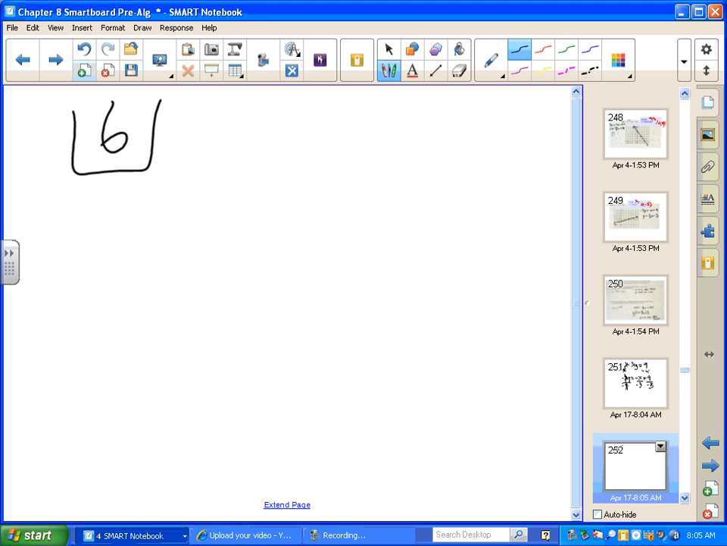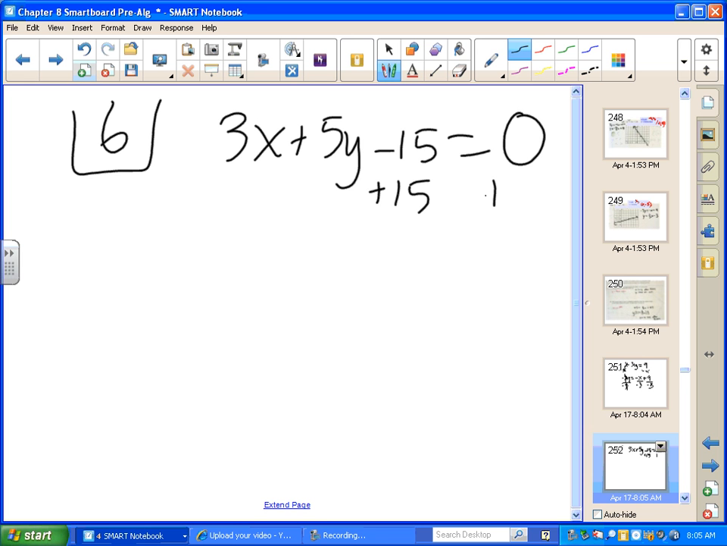So number 6, we have 3x plus 5y minus 15 equals 0. So this problem, you still need to get y by itself, but you have 2 things to move over. It does not matter what you move first. I'm going to move the 15 first. If you move the x first, you're still going to end up with the same thing. So 3x plus 5y equals 15.